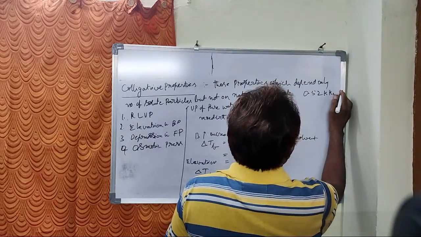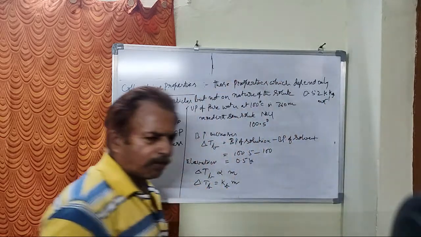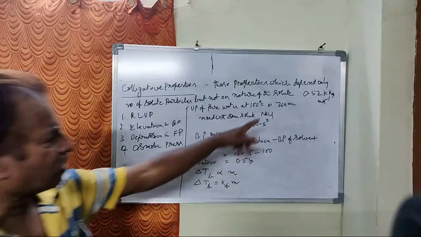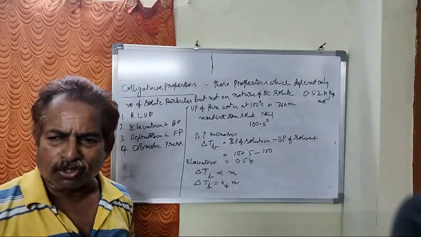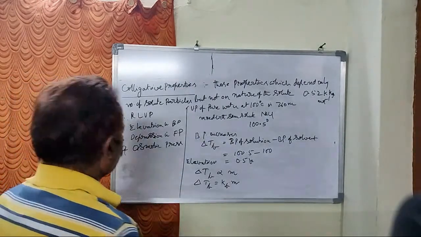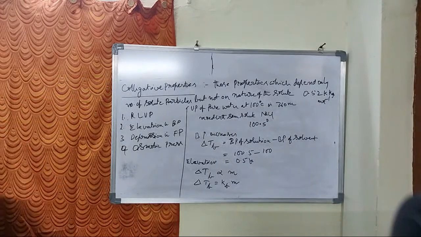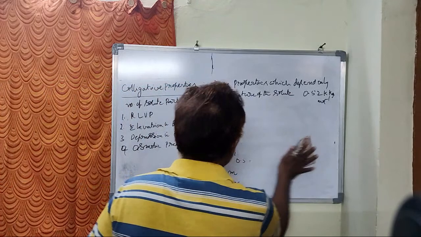kilogram per mole. Kelvin kilogram per mole. So water has a fixed molal elevation constant. Different liquids have different values of molal elevation constant. So this is elevation in boiling point. The next one is depression in freezing point.